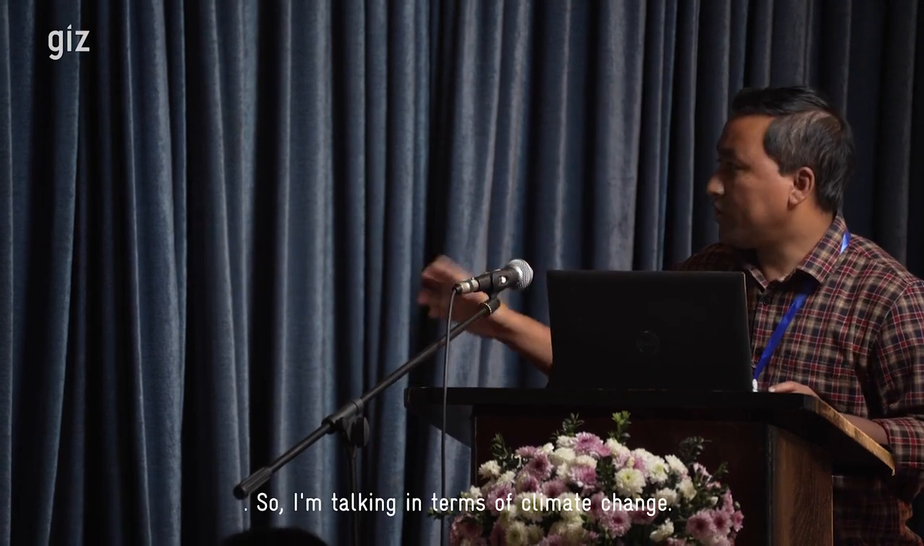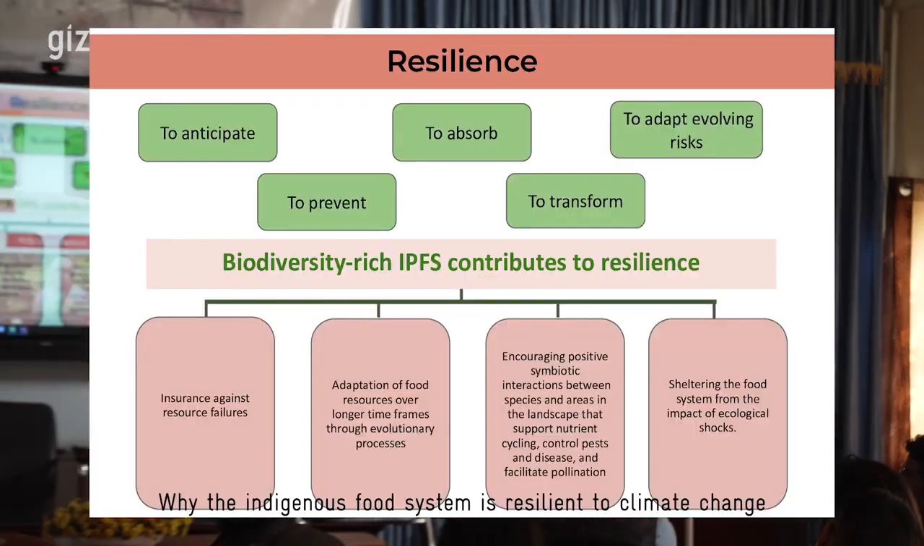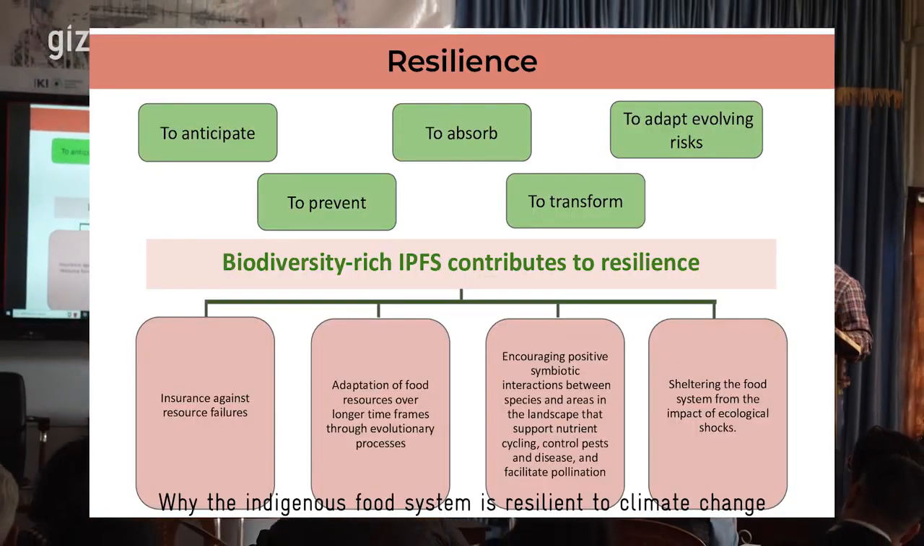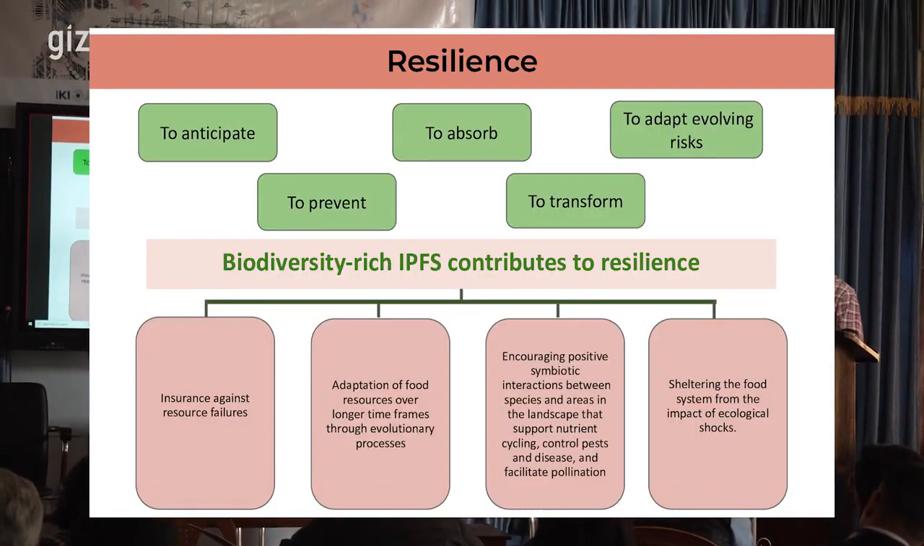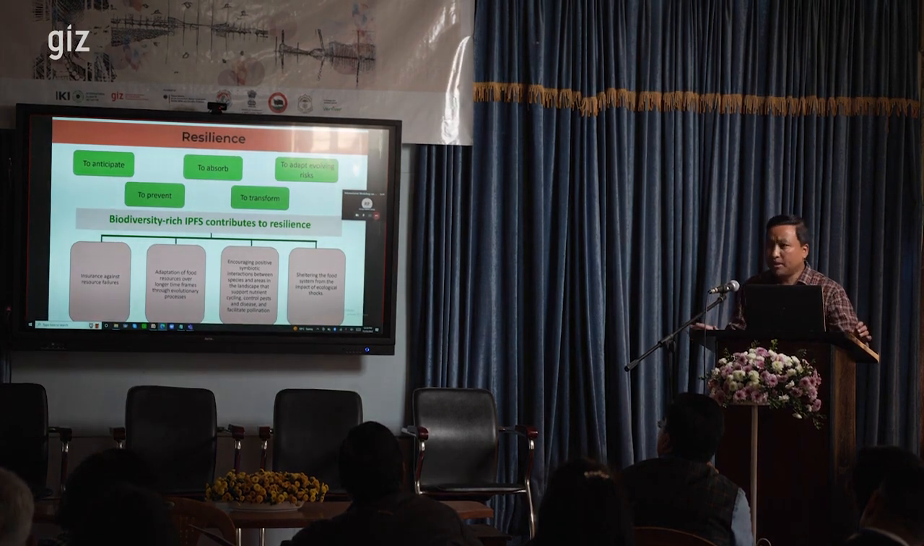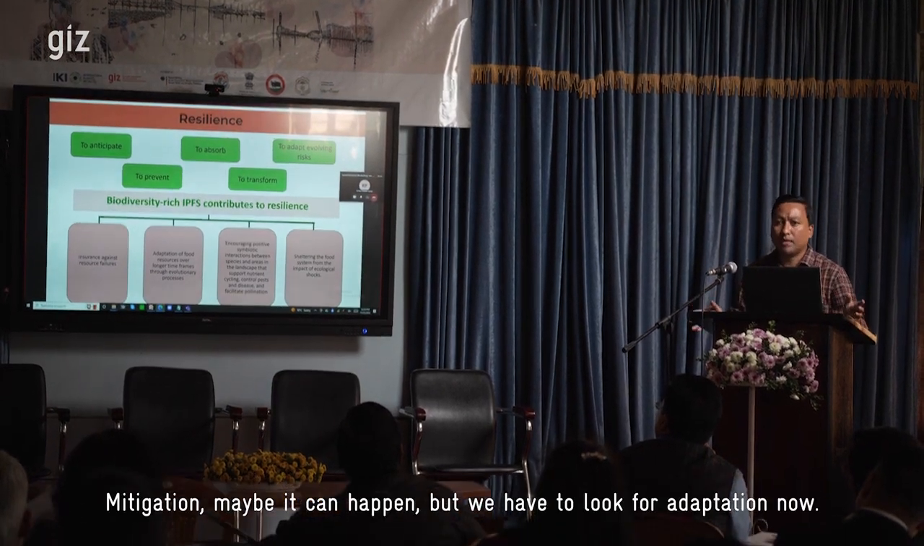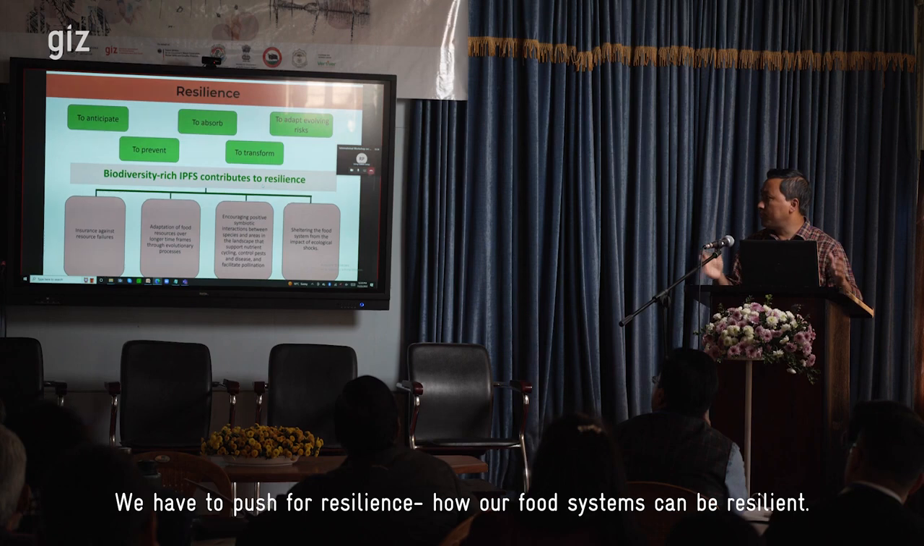So now I'm talking in terms of climate change. Why is this indigenous people's food system resilient to climate change? We talk about climate change now. Mitigation maybe can happen, but we have to look for adaptation. We have to look for resilience, how our food system can be resilient.